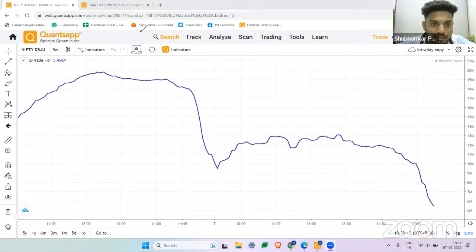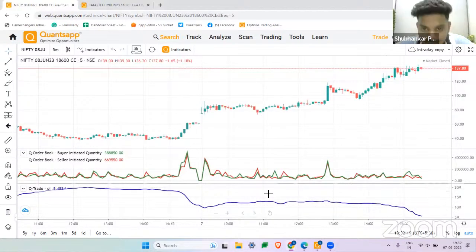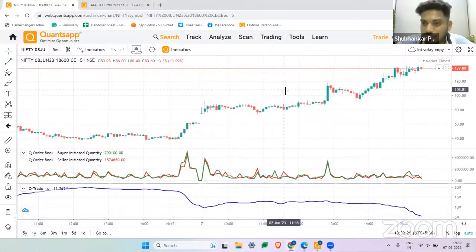So this is the 18,600 strike price call option. See a drastic drop in the open interest, and you see the premium, right? The 74 premium has doubled. So if you think that 70 should go to 700 and that is how you are trying to make money, then it won't happen every day.